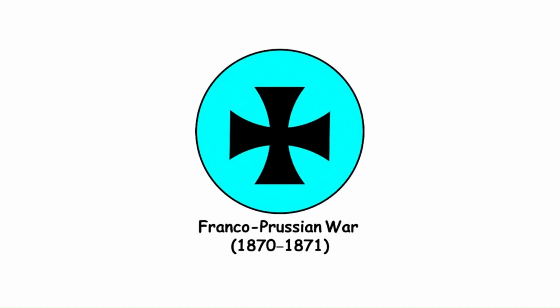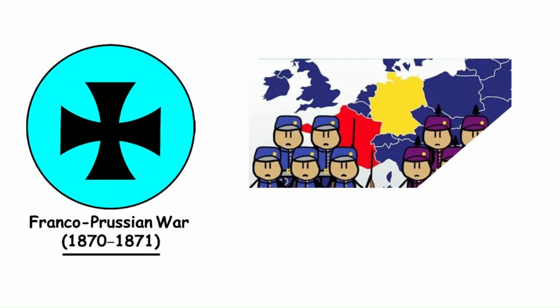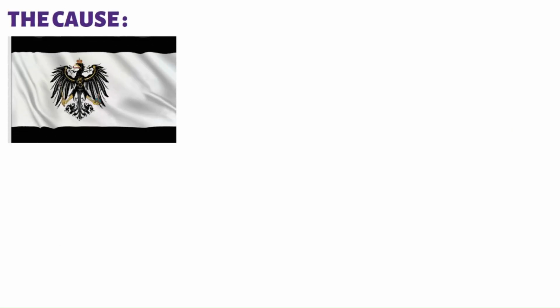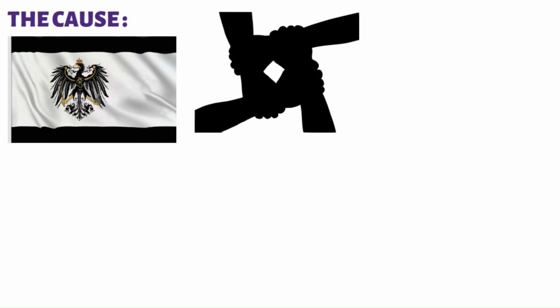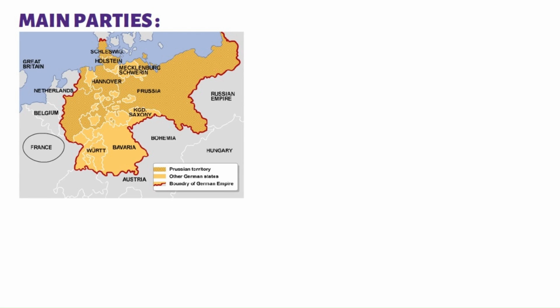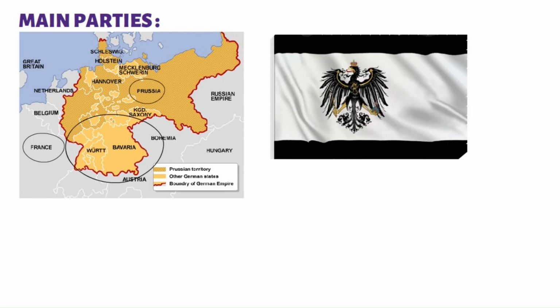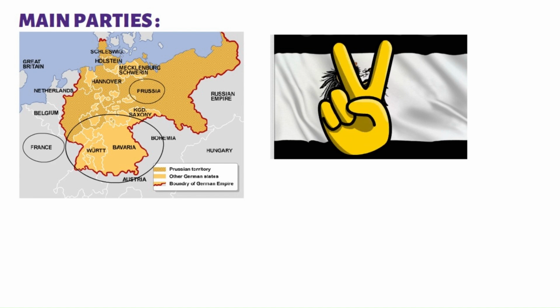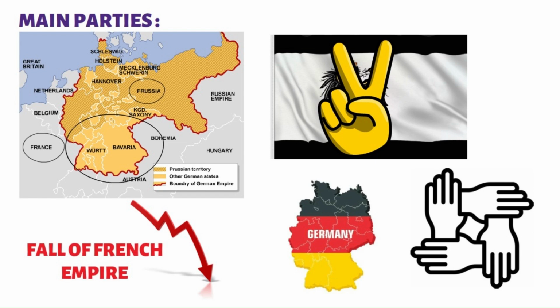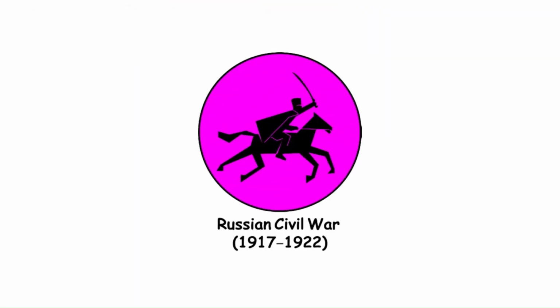Franco Prussian War, 1870 to 1871. The Franco Prussian War was fought between the French Empire and the Kingdom of Prussia. The cause was tensions over Prussian ambitions to unify Germany and disputes over the Spanish throne. The main parties were France and Prussia, along with other German states. The war ended with a decisive Prussian victory, leading to the unification of Germany and the fall of the French Empire.